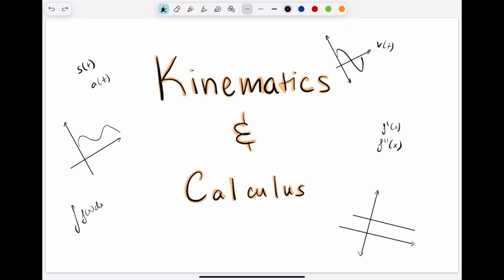Hey guys, welcome back, and this week's video is going to be all about kinematics and how you apply calculus to kinematics. So first of all, kinematics is basically all about motion, so speed, distance, acceleration, and whatnot. And in this video, I'll be showing you how we can apply calculus to help us understand motion.